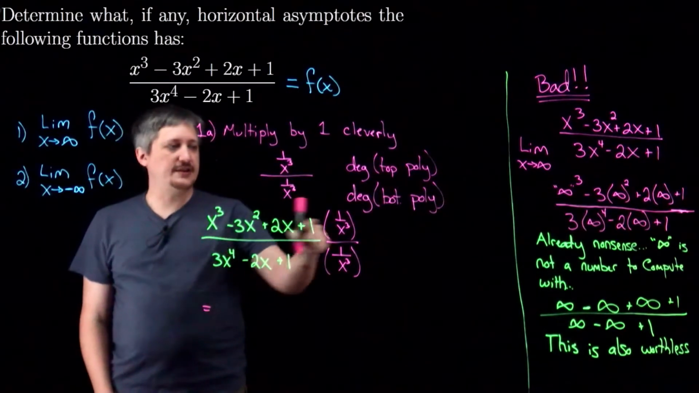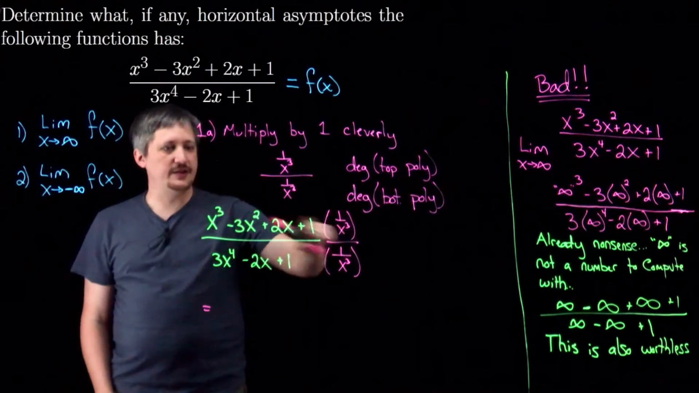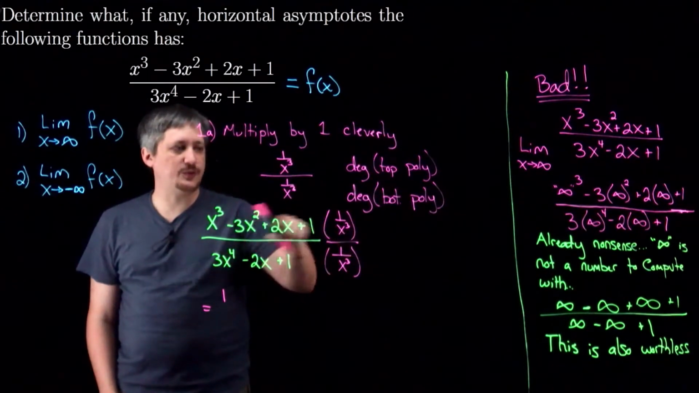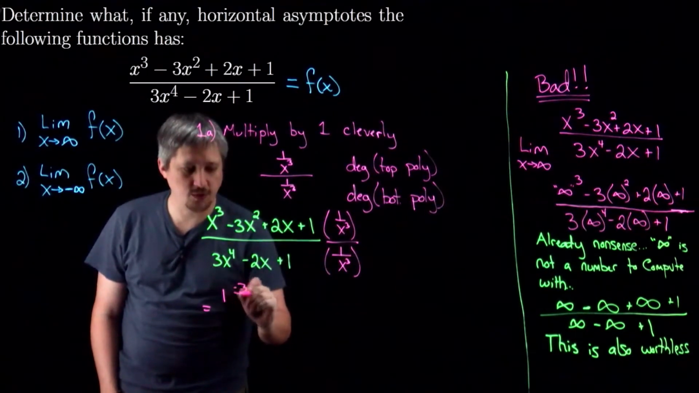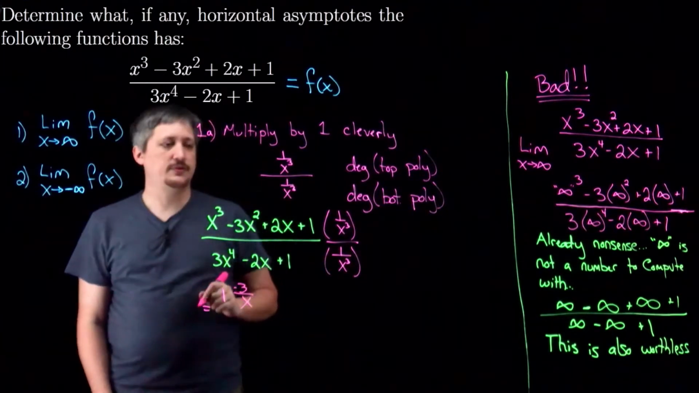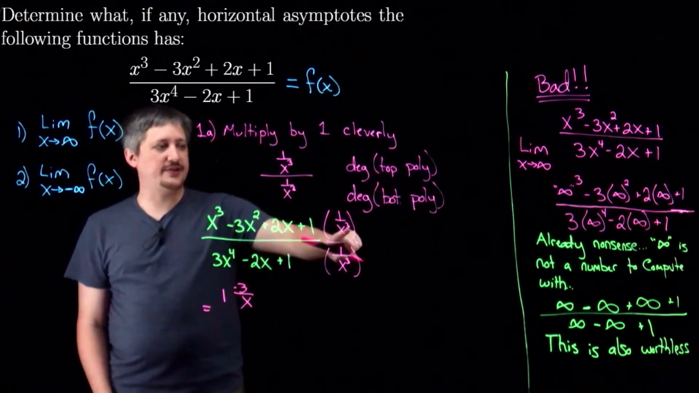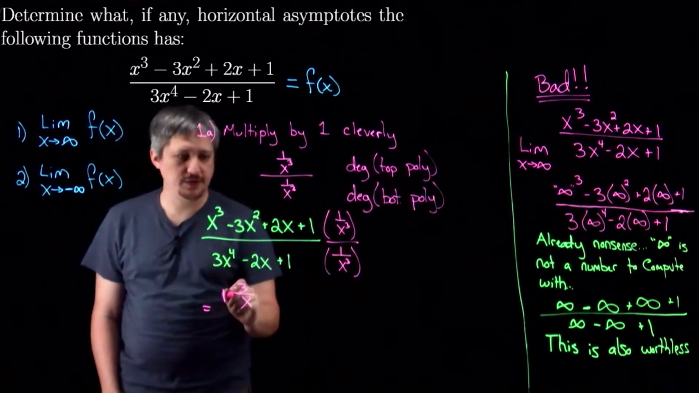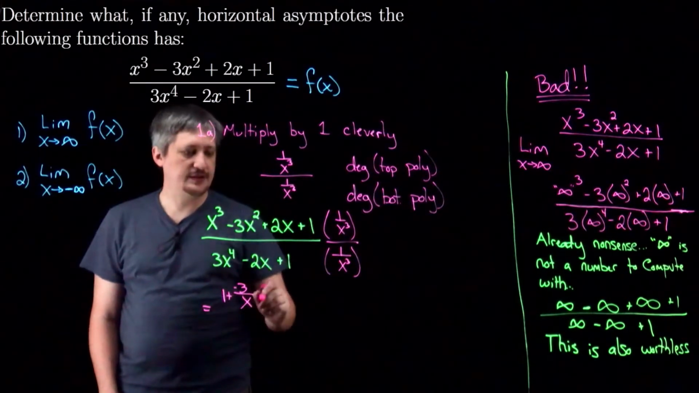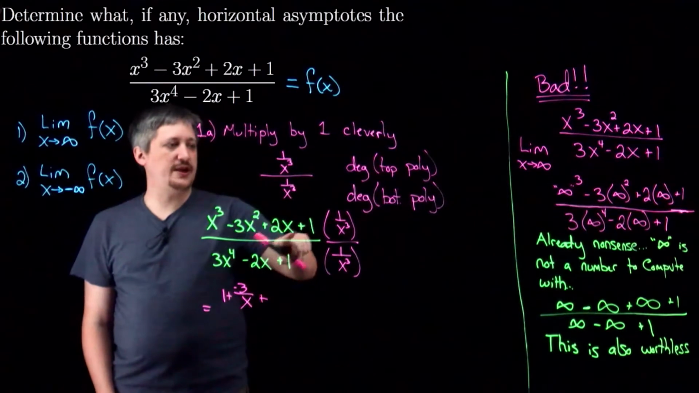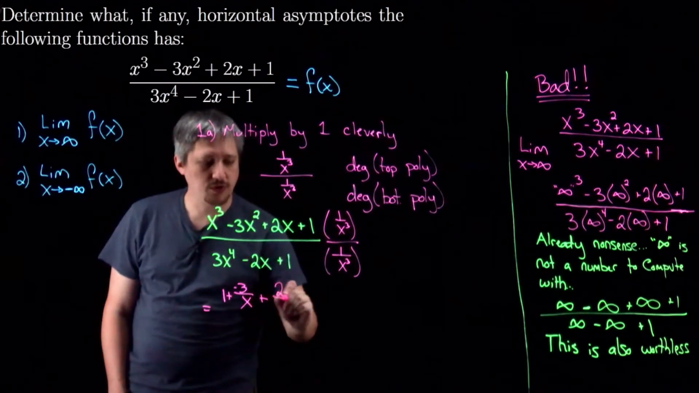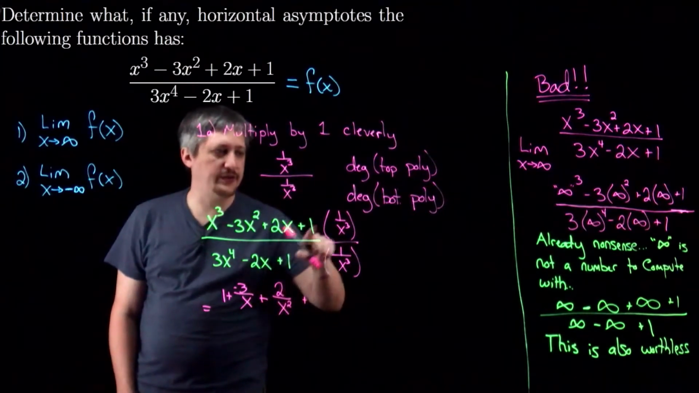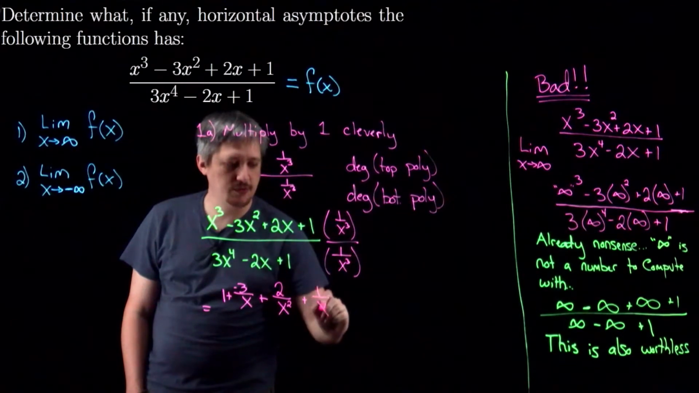So I'm going to distribute all of this. I have x cubed divided by x cubed, that's 1, minus 3x squared over x cubed, that's minus 3 over x, since I have an x squared in the top and x cubed in the bottom, so I cancel 2 of them to get an x in the bottom and 3 in the top. Plus 2x over x cubed, which is 2 over x squared, and 1 times 1 over x cubed is 1 over x cubed.